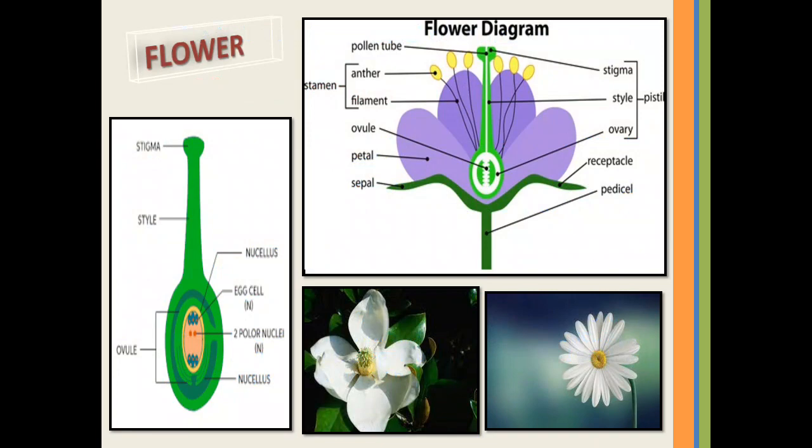You can observe here the flower structure: stigma, style, ovary, the female organ, and anther and filament, collectively called the stamen, the male organ.